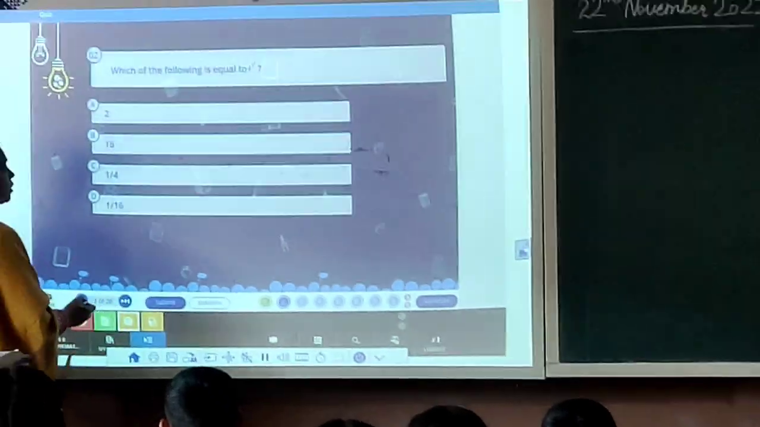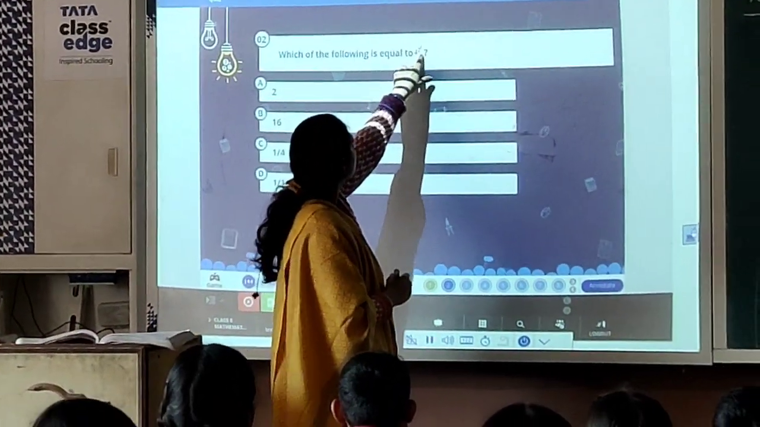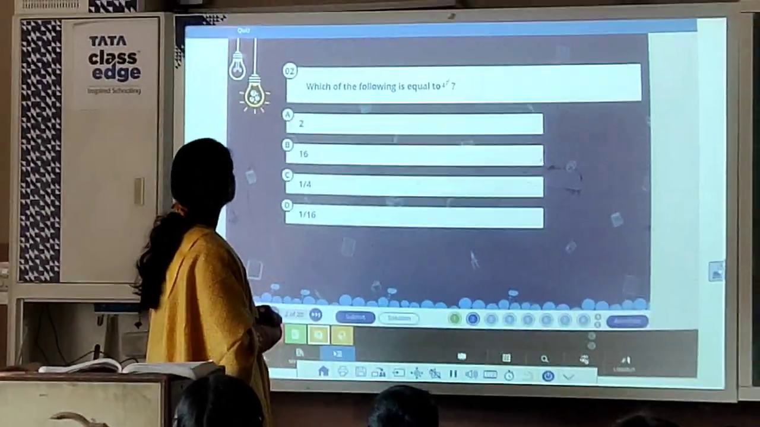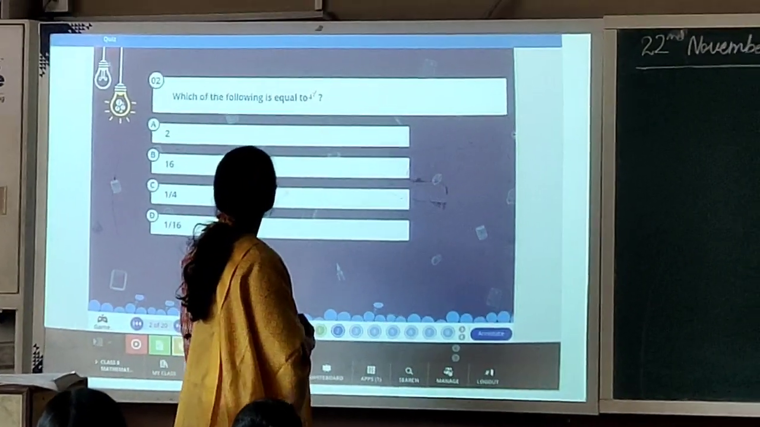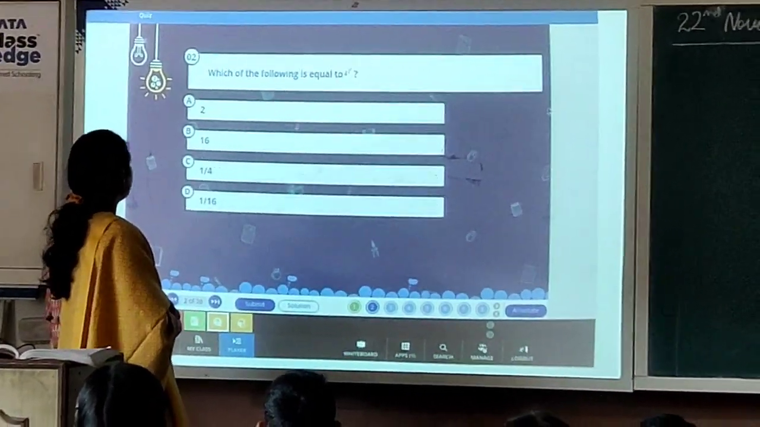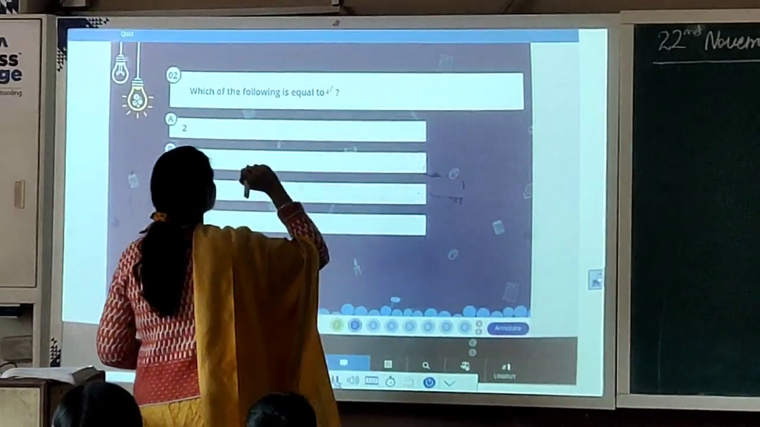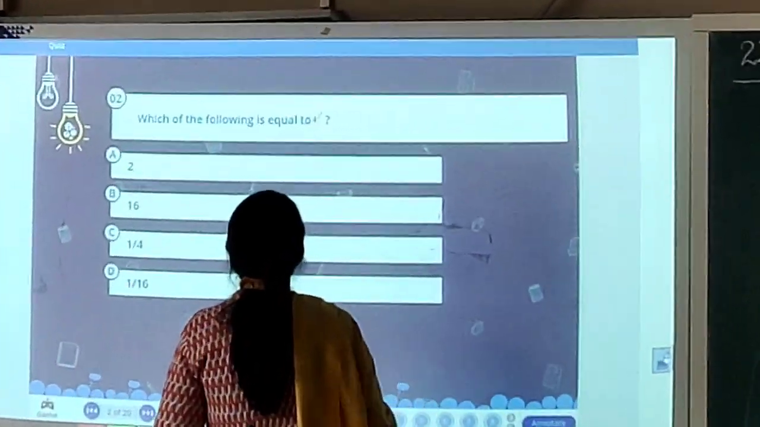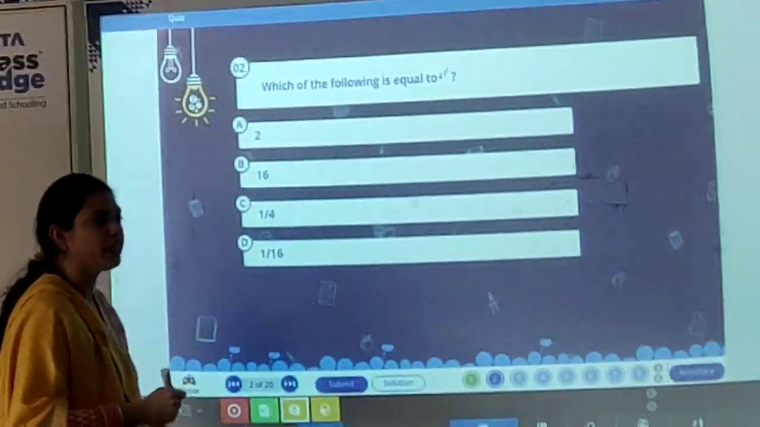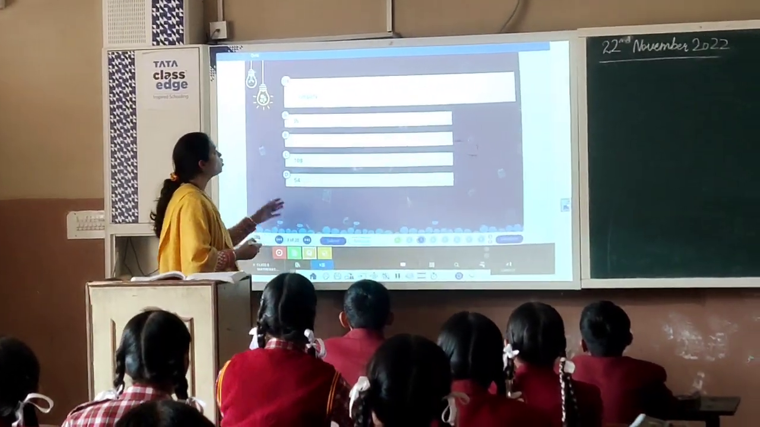Now next. Which of the following is equal to 4 raised to power 2 raised to power something? It's not visible completely. Okay, I am going to write it. Is it visible to all? No, ma'am. It's not visible even to me. Okay, we will move to the next question. We will look at it later.